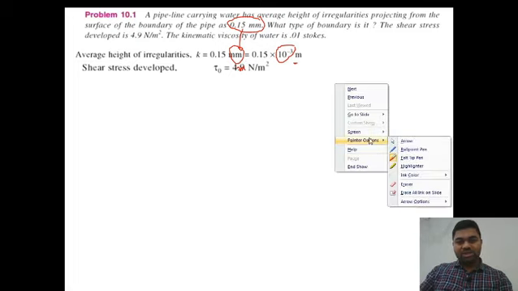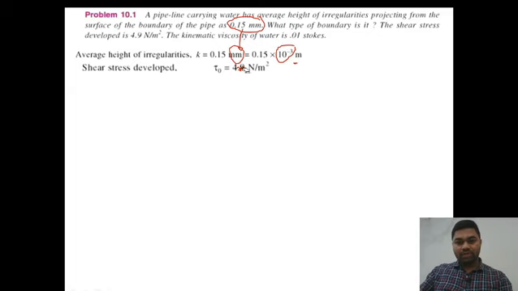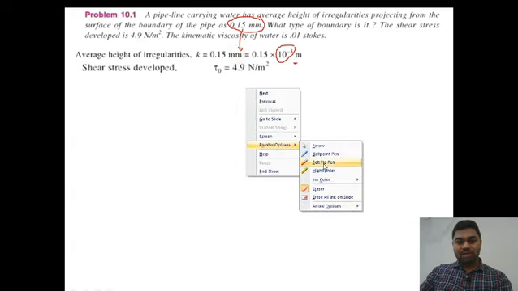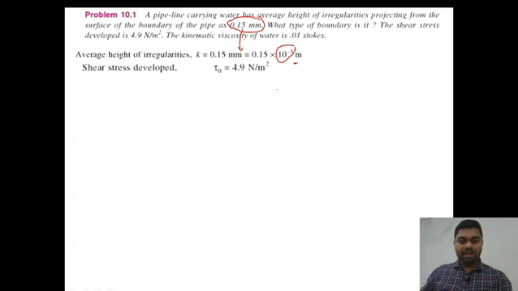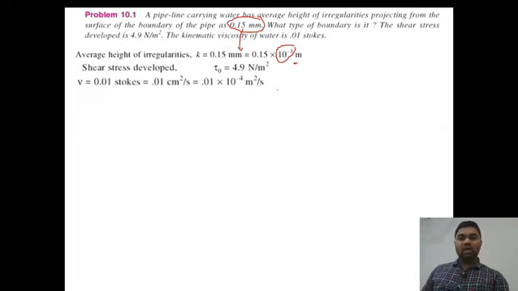And the next thing is the shear stress developed. The shear stress developed is 4.9 Newton per meter square. It is also given that the kinematic viscosity is 0.01 stokes.